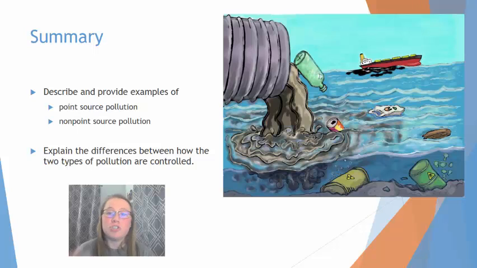Now, in summary, you should be able to describe and provide some examples of point source pollution and non-point source pollution, and you should be able to briefly explain some of the differences in how they are controlled.